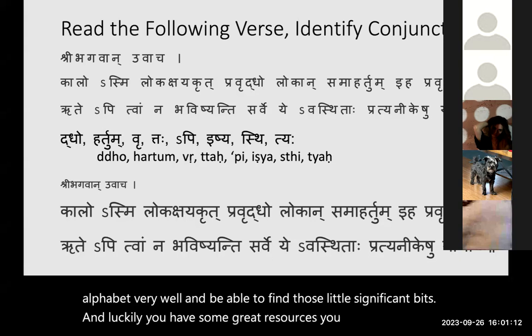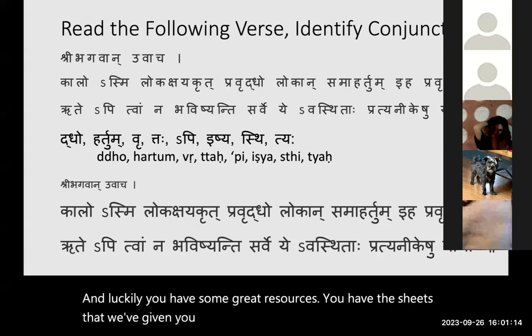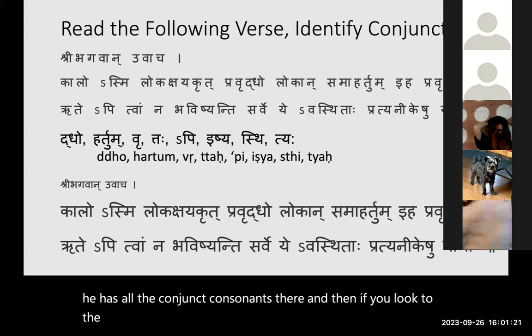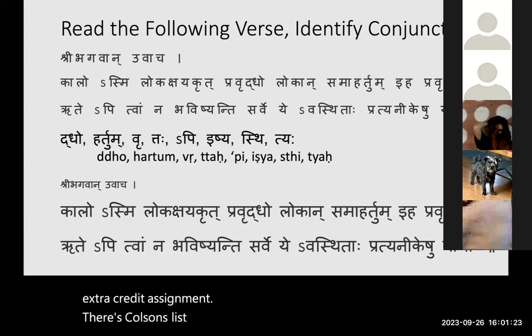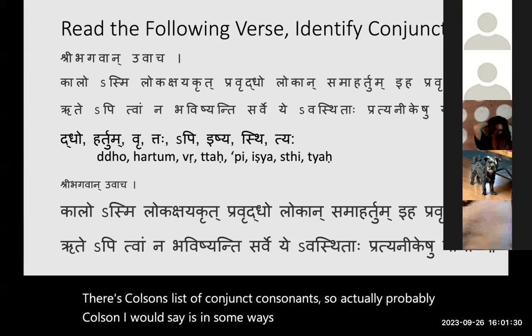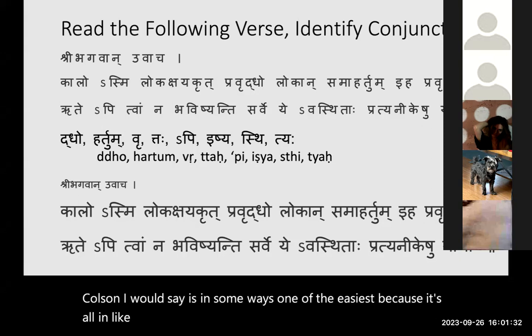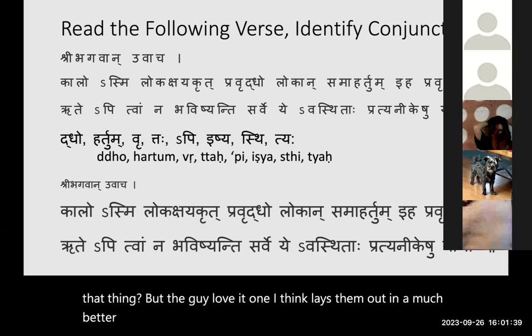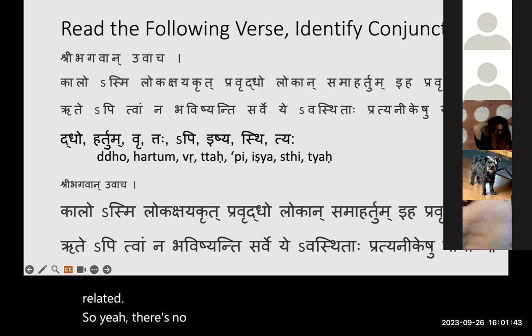You have the sheets that we've given you. You have the Arnanidhi with Guy Levitt, and he has all the conjunct consonants there. And then if you look to the extra credit assignment, there's Colson's list of conjunct consonants. So actually, probably Colson, I would say, is in some ways one of the easiest because it's all on one page. So you can kind of be like, all right, where's that thing? But the Guy Levitt one, I think, lays them out in a much better order for understanding them and seeing how they're all related. So yeah, there's no shortcut.